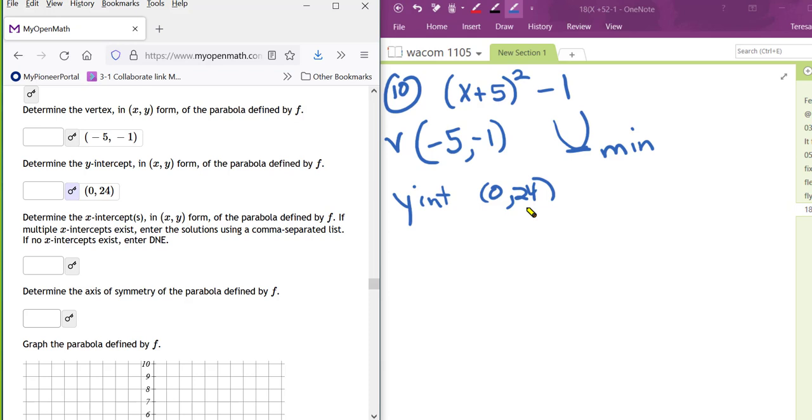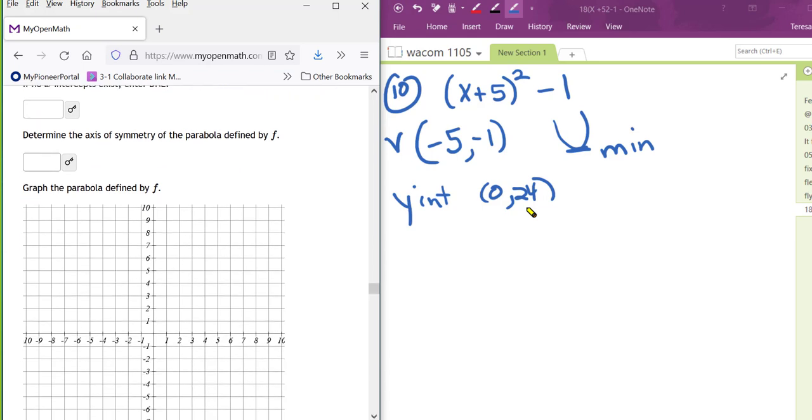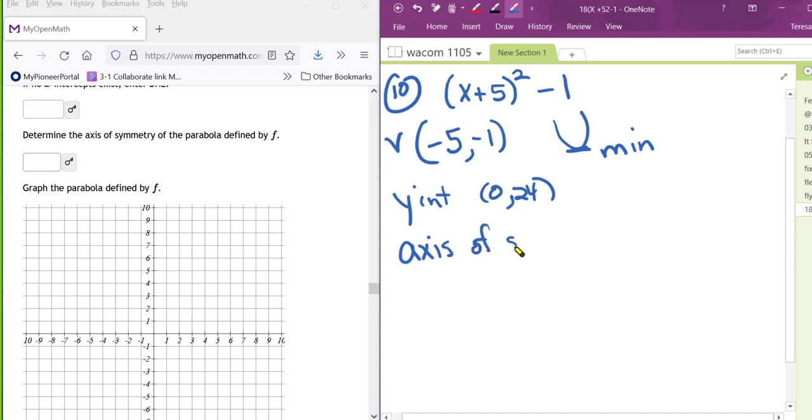X-intercepts, I'm going to pass on that one because we've done that a few times. Axis of symmetry. The axis of symmetry is through your vertex, and it's going to be the vertical line x equals -5. And so, knowing your vertex, you find one other point, any point you want, and then it will flip across this line x equals -5 because it's symmetric and give you another point, which you don't have to graph.